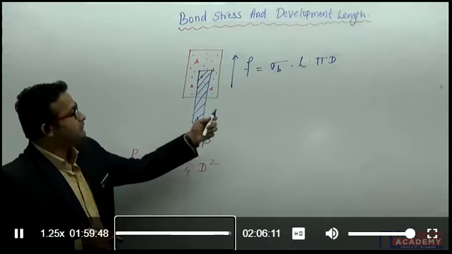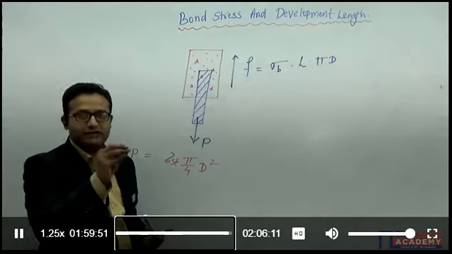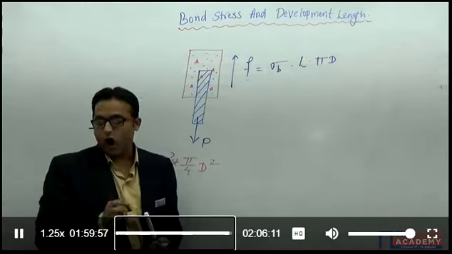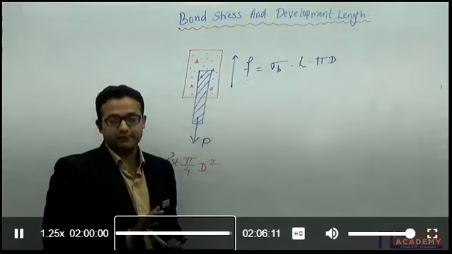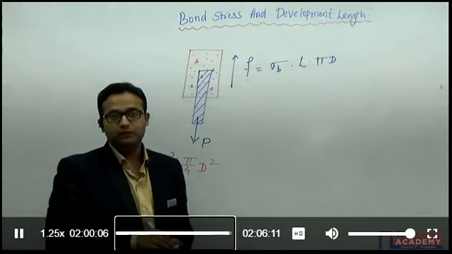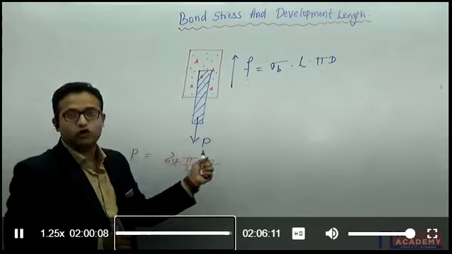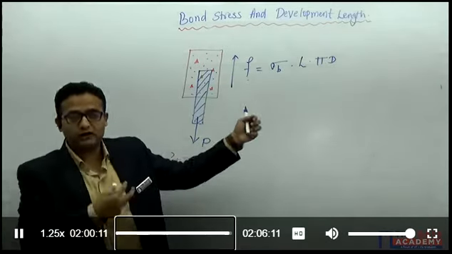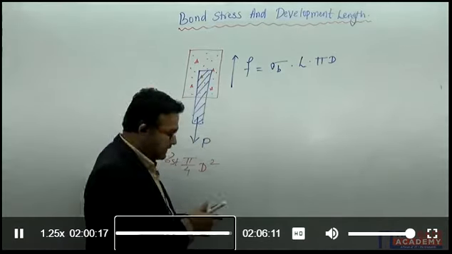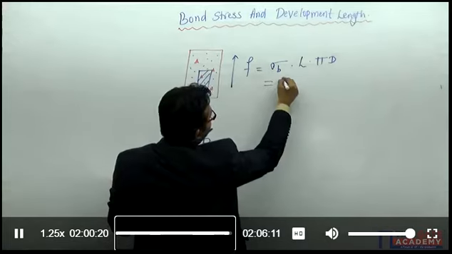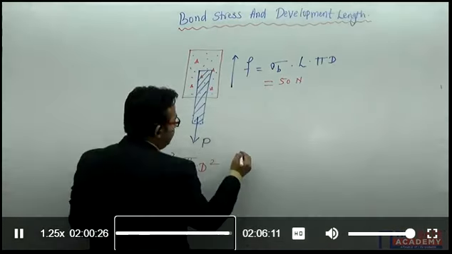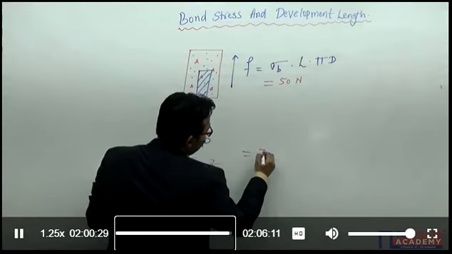If suppose the value of force, what is the situation we want? You read this question carefully, the last 3 lines: if the block is held in the position, means the block should be in the equilibrium condition. Block should be stable. The concrete should not fail, the steel should not fail, means the steel should not come out from this block. Suppose the value of F, for example, I am getting 50 Newton and the value of P I am getting say 70 Newton.